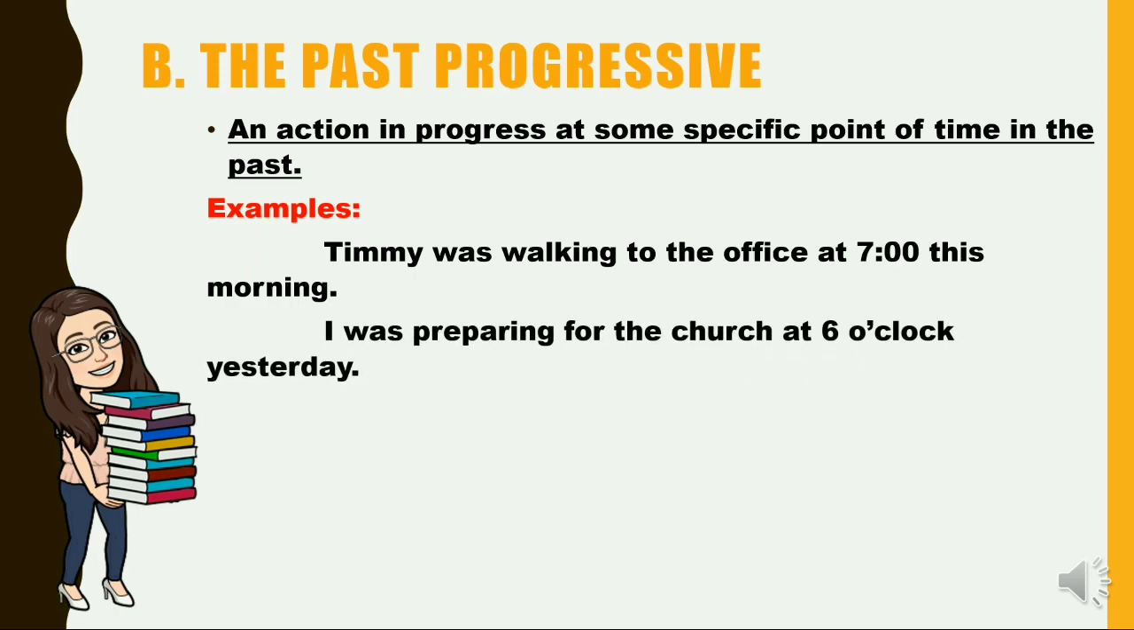I was preparing for the church at 6 o'clock yesterday. What is the verb in this sentence? Was preparing. Then the time expression, 6 o'clock yesterday, meaning to say the verb happened in the past.